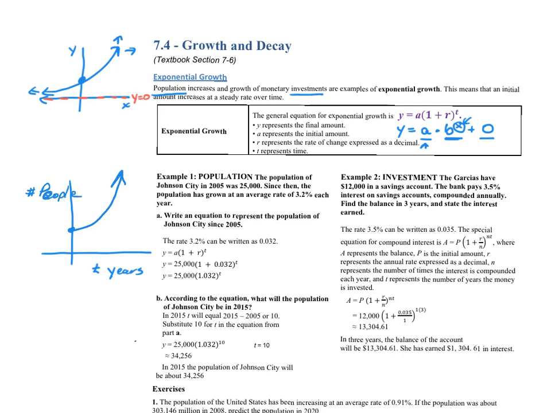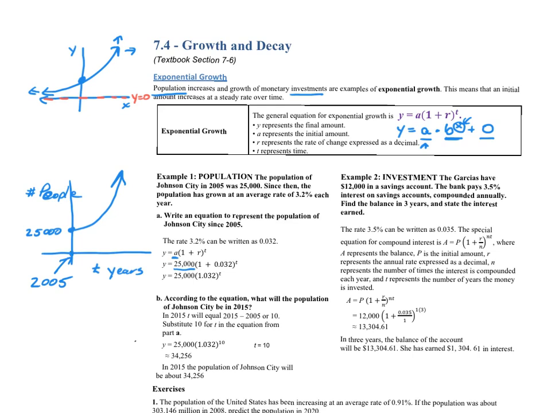Oh, I have to run a little bit of space out. That's okay. You get the idea. Okay, and so let's take a look. Looks like our initial amount is going to be 25,000 people. So that's our y-intercept. So in 2005, that's our 0 point here. That's when we're starting to measure the population of Johnson City.